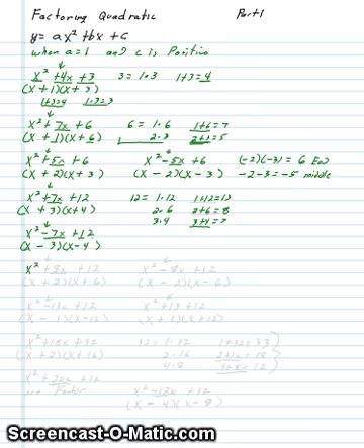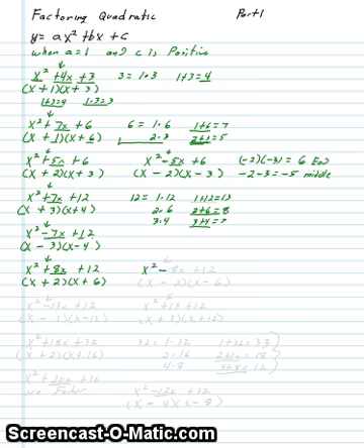x squared plus 8x plus 12. Two parentheses. X times x. Now the middle term is 8, so I'm going to use the numbers 2 plus 6. To determine the sign, I look at the middle term. The middle term is positive, so those are both positive. 2 plus 6 is 8. 2 times 6 is 12.